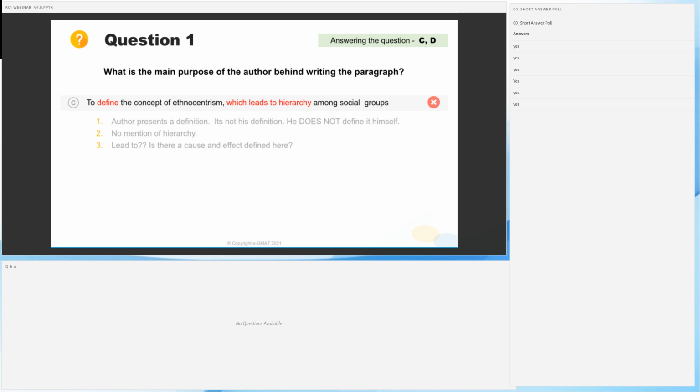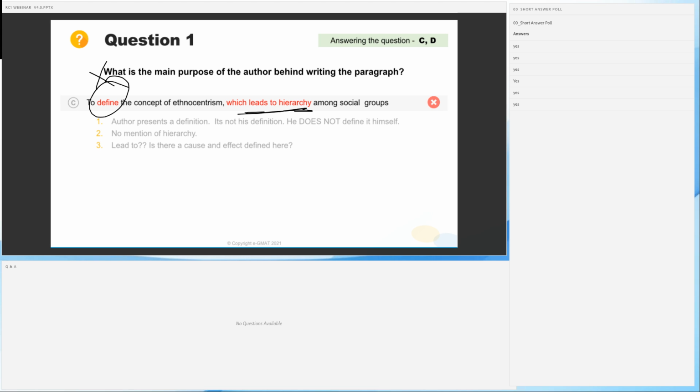Choice C is also wrong. It says to define the concept of EC, which leads to hierarchy among social groups. Now, does the author define a concept of EC? No, the author presents one definition. It's not the author's definition. So the author doesn't define the concept.